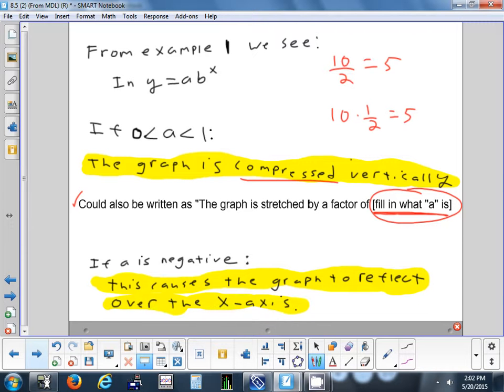Okay. If A is negative, well, just squeeze it in right below what you just wrote. There's no spot for it, but just squeeze it in. If A is negative, this causes the graph to reflect over the x-axis. Where did you write that? Just squeeze it in right above exponential growth model. There's no line for it.